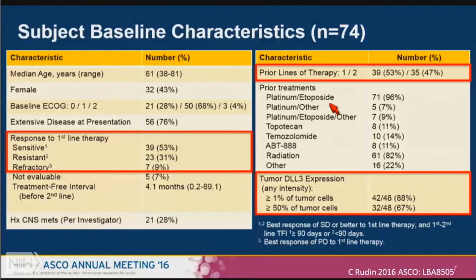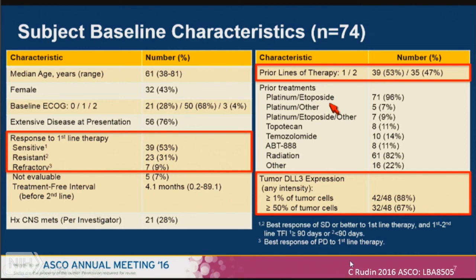All right, so with that data, then they moved this drug into the clinical trial. And this is the result from the phase one trial reported by Charles Rudin from the Memorial Sloan Kettering at the 2016 ASCO meeting. In this phase one trial, they included 74 small cell lung cancer patients who had a recurrence after at least one line of chemotherapy. Some patients had a sensitive disease, and some had a resistant and a refractory disease. The definitions of sensitive, resistant, and refractory disease are explained here.